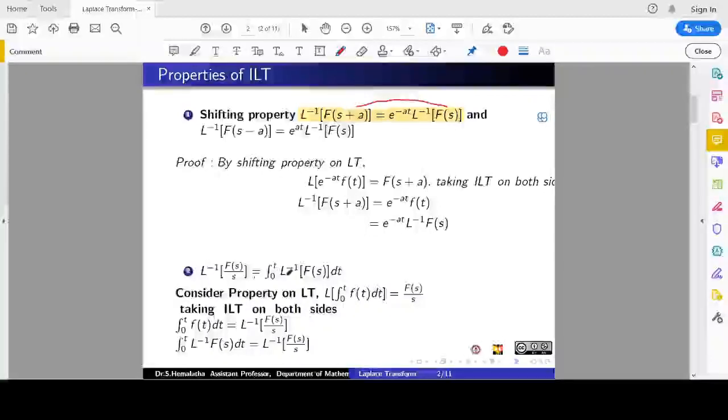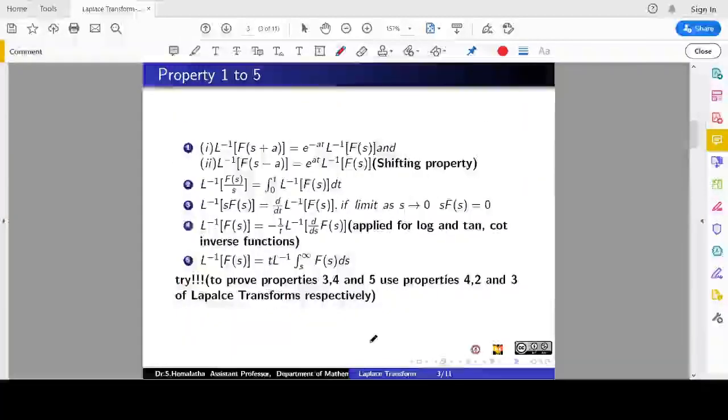This is the proof, which can be derived easily from your Laplace transform properties. This is the second property. All the properties we discussed in Laplace can be dealt with in inverse Laplace also. All the proofs can be written by rewriting the Laplace transform result and just taking the inverse on both sides. Doing some manipulative work, you can get these results. So I'm not concentrating on that. Fine. So just recall all these results.